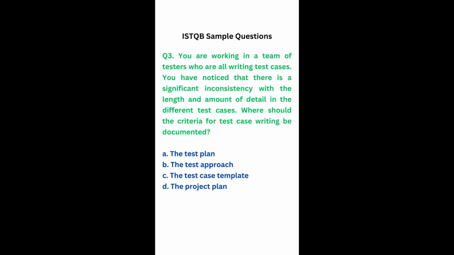ISTQB sample questions. Question 3. You are working in a team of testers who are all writing test cases. You have noticed that there is a significant inconsistency with the length and amount of detail in the different test cases. Where should the criteria for test case writing be documented? Options. A. The test plan. B. The test approach. C. The test case template. D. The project plan.